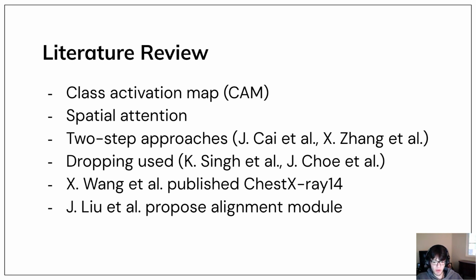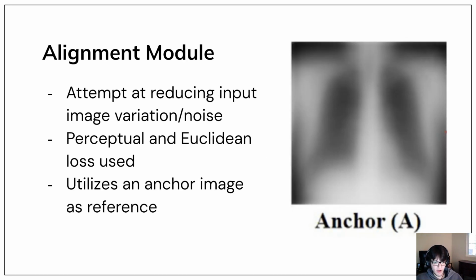Additionally, another reference proposed an alignment module, and this paper additionally proposes and utilizes an alignment module, and both of these models were able to perform quite well. So our alignment module is an attempt at reducing input noise and variation. It utilizes perceptual and Euclidean loss, and it trains to an anchor image. So we're attempting to train a model which can transform our input images and reduce variation in hopes that our final feature extractor might produce better results.